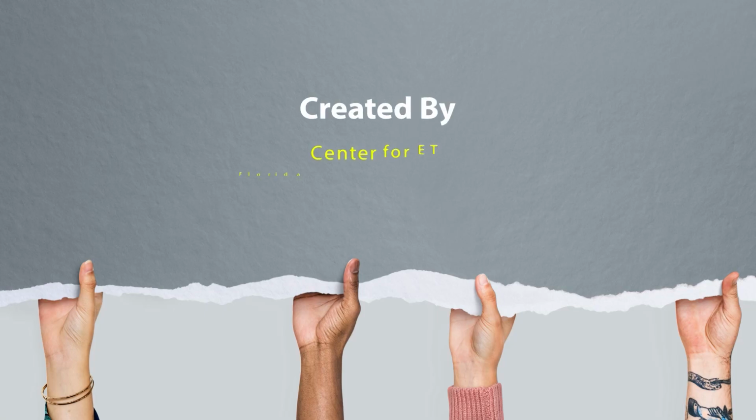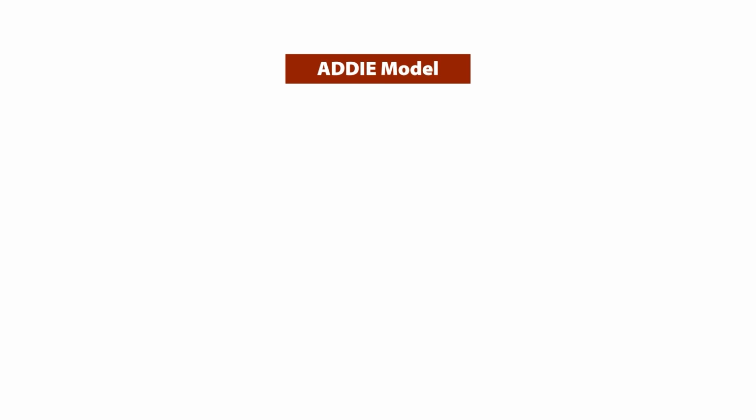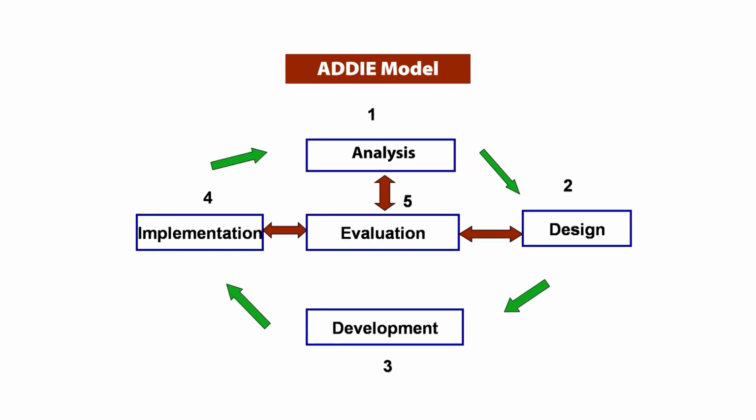The ADDIE model was created by the Center for Education Technology, Florida State University, USA in 1975. So, if you see, it is not a very old model, unlike a few of the other models. Now, what is it? A stands for analysis, second is the design, third development, fourth implementation, and the last is the evaluation. It is a 5-step model.